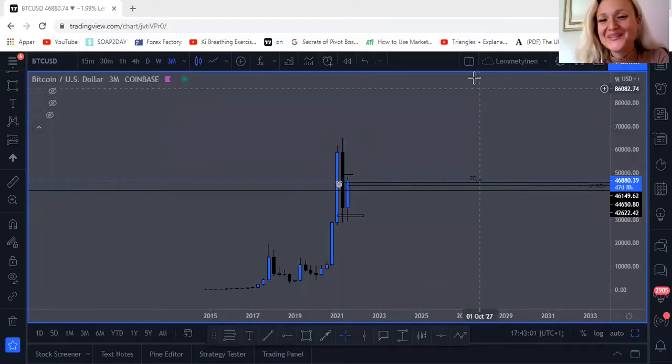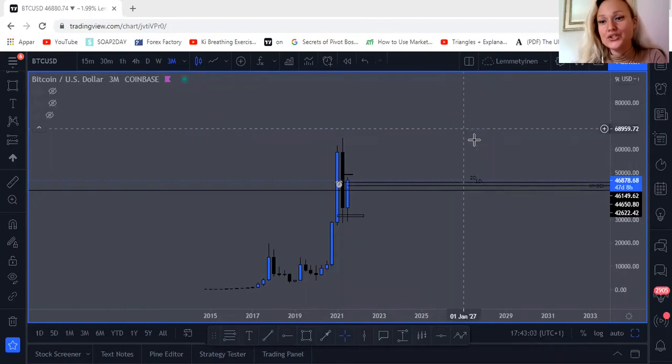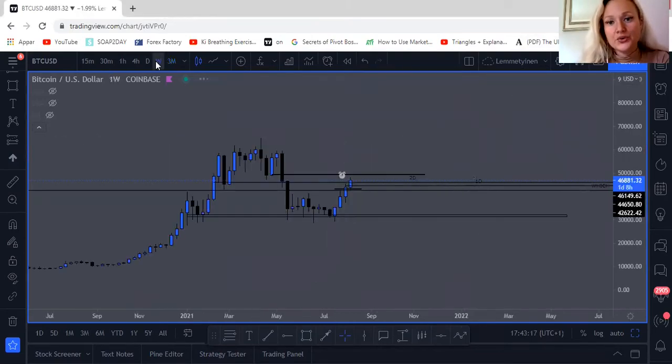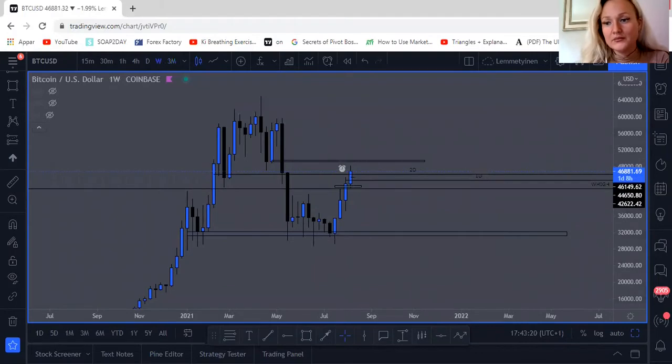Hi guys, my name is Natalie and I want to show you how important it is to use the higher time frames and the smaller time frames, and you can actually use them at the same time, and I'm going to show you how to do that. I want to show you also what I think Bitcoin is going to do right now.